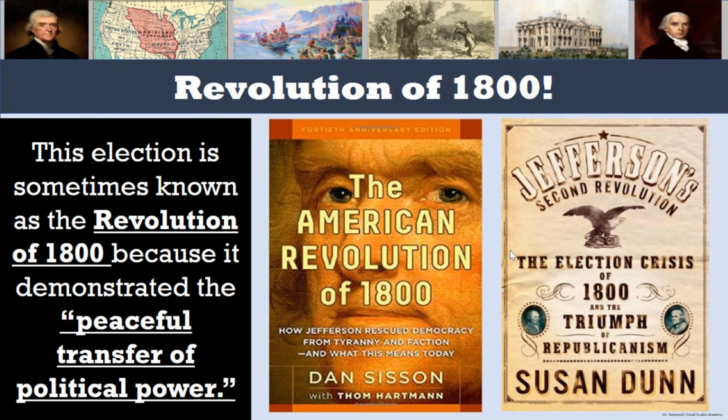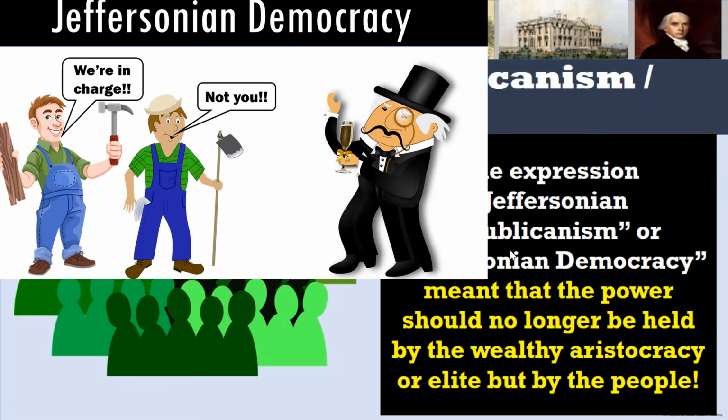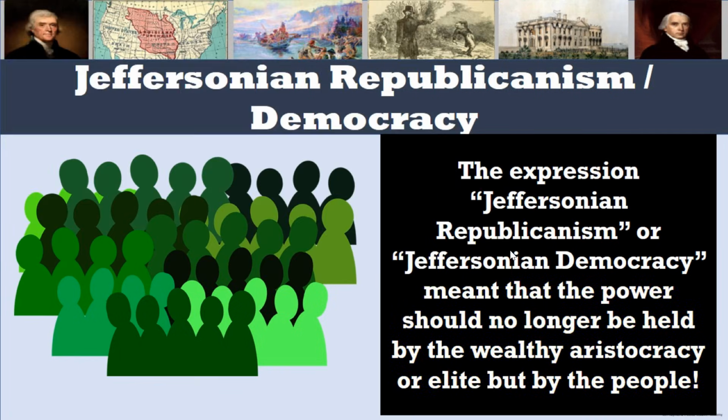This election is sometimes known as the Revolution of 1800 because it demonstrated the peaceful transfer of political power, where different visions for government could change hands peacefully. The transfer is found in what is known as Jeffersonian Republicanism. The expression Jeffersonian Republicanism or Jeffersonian Democracy meant that the power should no longer be held by the wealthy aristocracy or elite, but by the people.